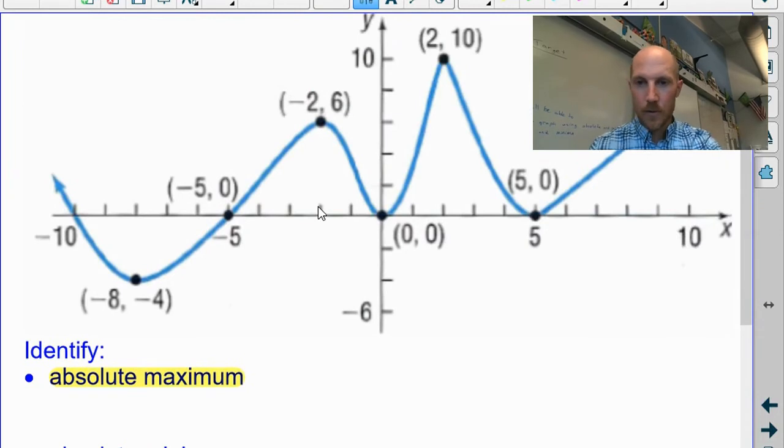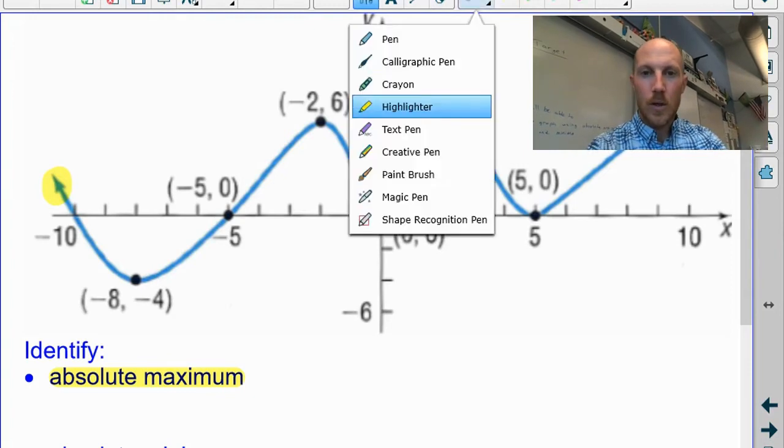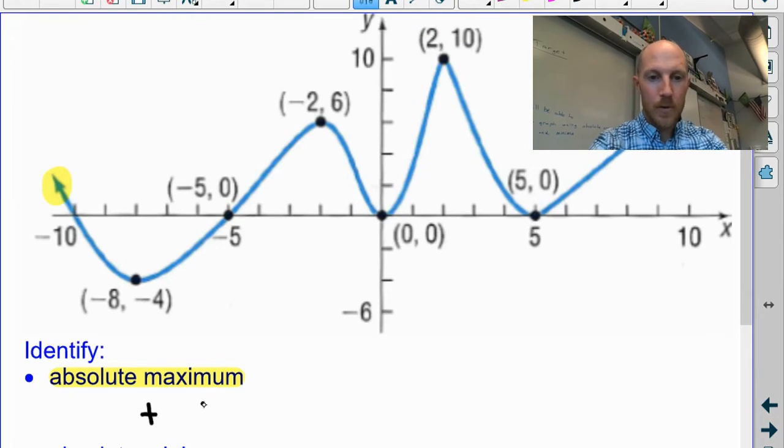All right, well, on this graph, it's going to be infinitely high. We're going to be careful because the way the graph is drawn, 210 looks like the highest point that has been drawn, but we know that the arrows mean that it actually continues even higher. It's just not drawn that way. So positive infinity is going to go up infinitely high. Absolute minimum, well, the lowest it ever goes is at this point right here, -8, -4.